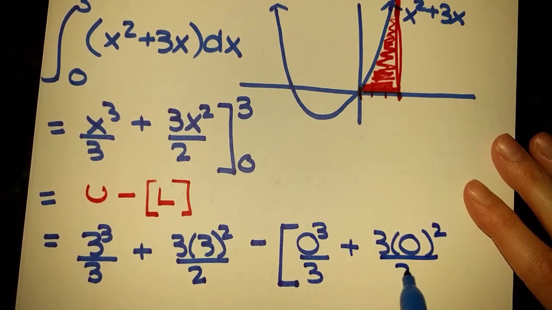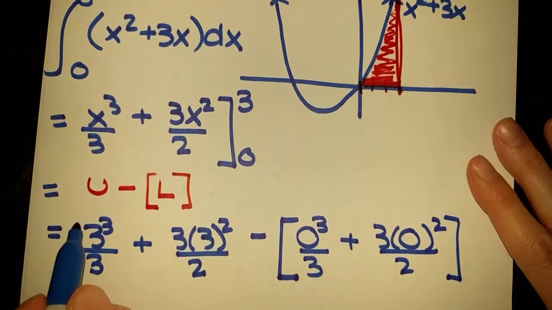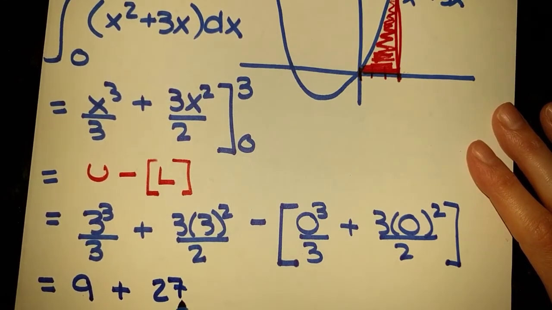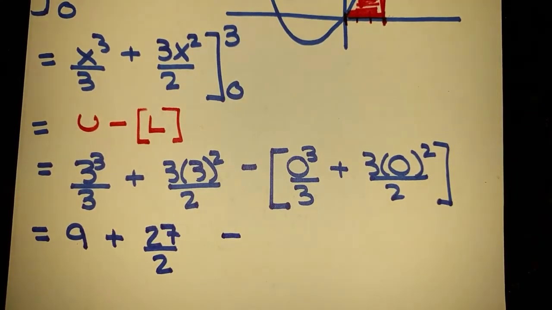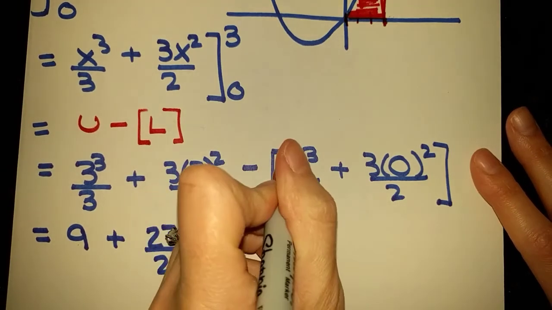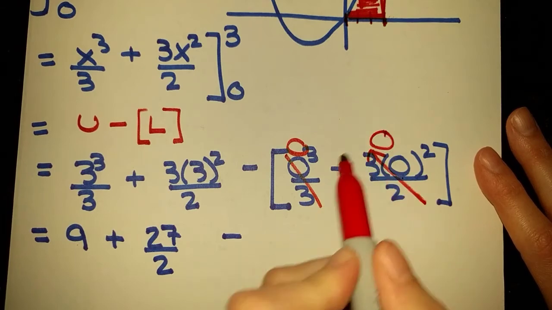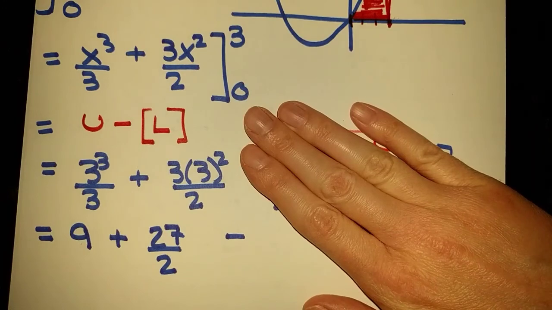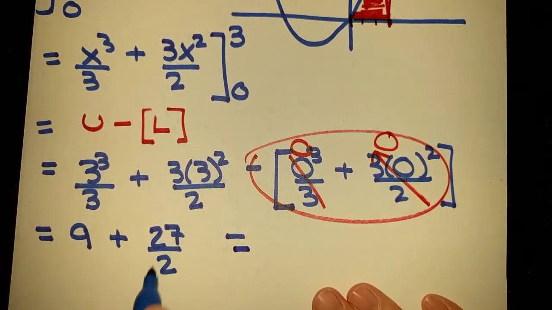Now, I always try to simplify as much as I can. So this 3 to the third is 27 over 3. So that is just going to give us 9 plus 27 over 2 cannot reduce. Minus, now inside of this bracket, it just happens to be that the 0 cubed over 3 is going to go to 0. The 3 times 0 squared, that goes to 0. So you have minus 0. All of this is going to 0. So that means those two terms completely drop out. So you are looking at 9 plus 27 over 2.